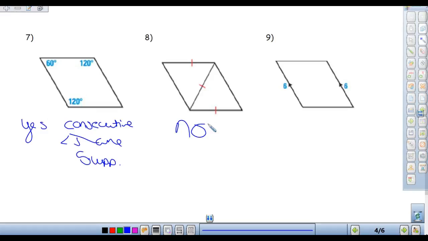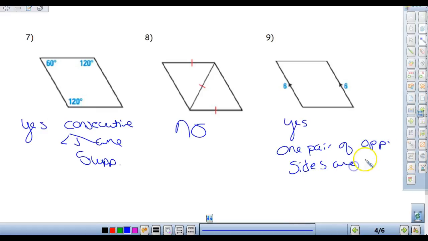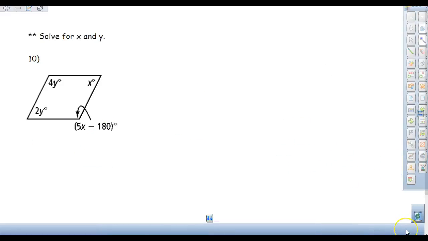Oh, 9. Yes. Why yes? Opposite sides are parallel. Ooh, but not both pairs of opposite sides. It doesn't tell us both pairs. Okay, so one pair of opposite sides are parallel and congruent. It has to be both in order for it to be a parallelogram. You've just got one pair of opposite sides. One pair of opposite sides are both parallel and congruent.